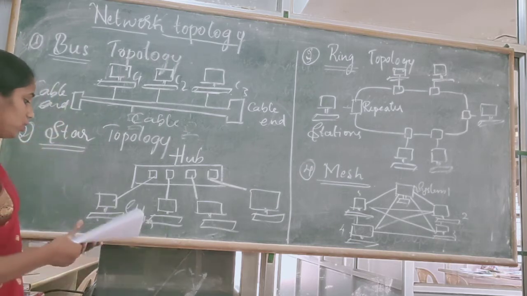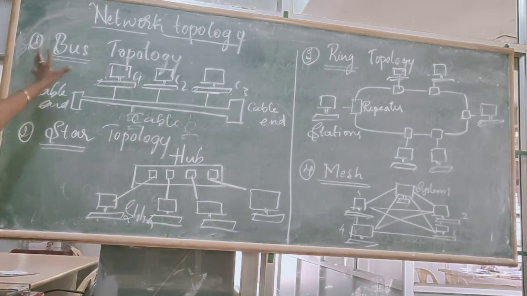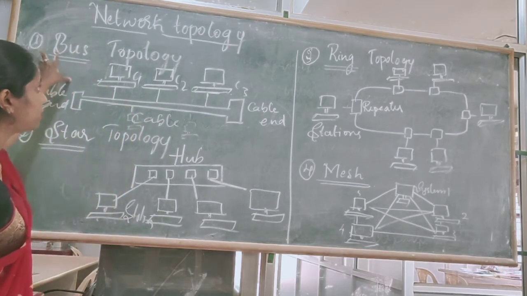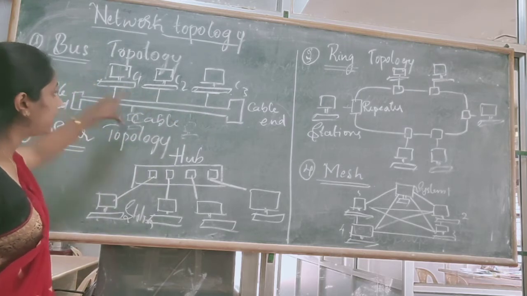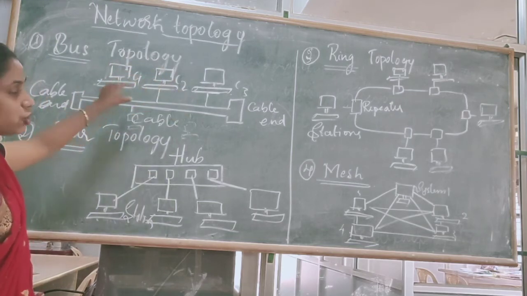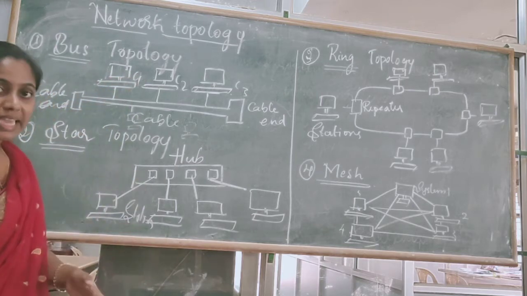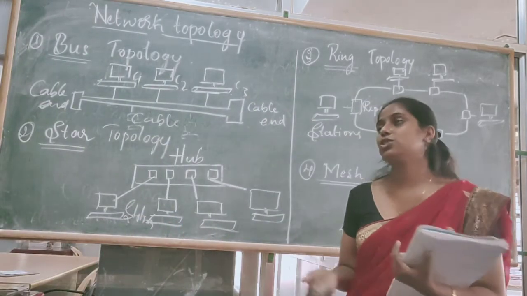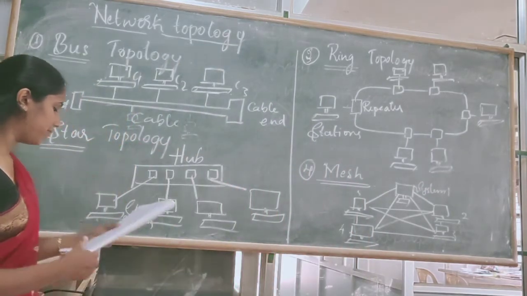So what are the advantages? For everything there will be characteristics, advantages and disadvantages. You have to write some points about bus topology, like there will be one backbone cable, and at the end there will be a terminator, or it can be called cable ends, and many devices will be attached to the backbone cable. After that you have to write the characteristics, and after that the advantages. What are the advantages of bus topology? Bus topology is very cost effective.